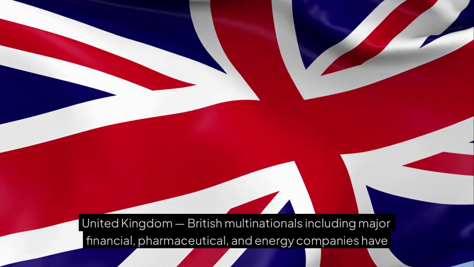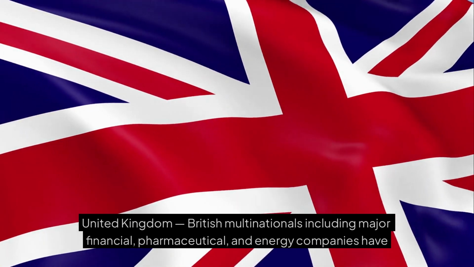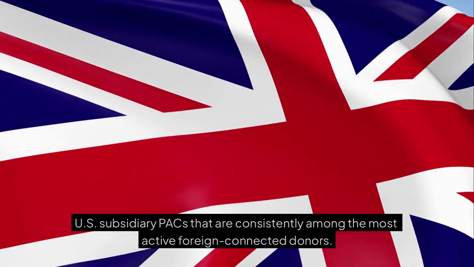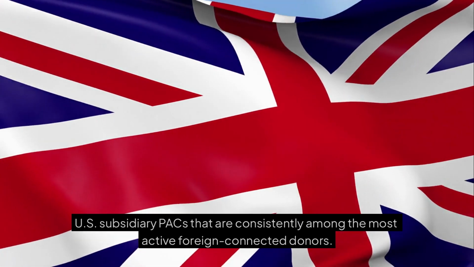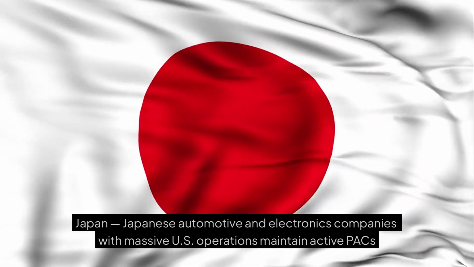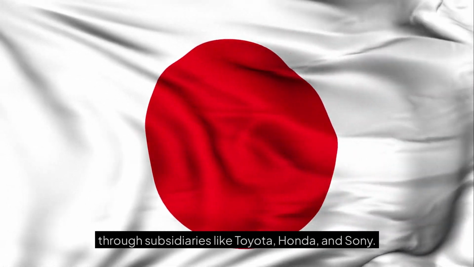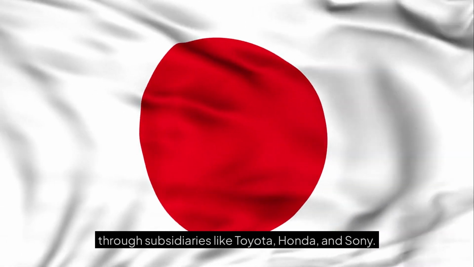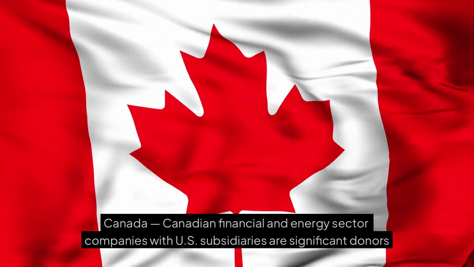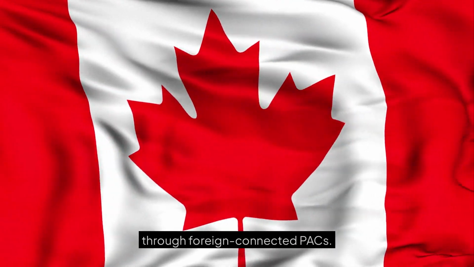United Kingdom: British multinationals including major financial, pharmaceutical, and energy companies have U.S. subsidiary PACs that are consistently among the most active foreign-connected donors. Japan: Japanese automotive and electronics companies with massive U.S. operations maintain active PACs through subsidiaries like Toyota, Honda, and Sony. Canada: Canadian financial and energy sector companies with U.S. subsidiaries are significant donors through foreign-connected PACs.